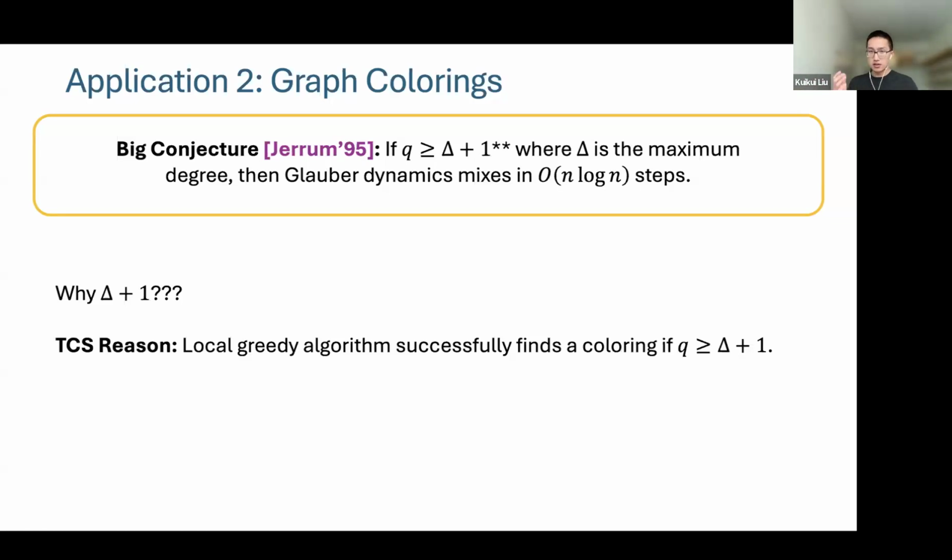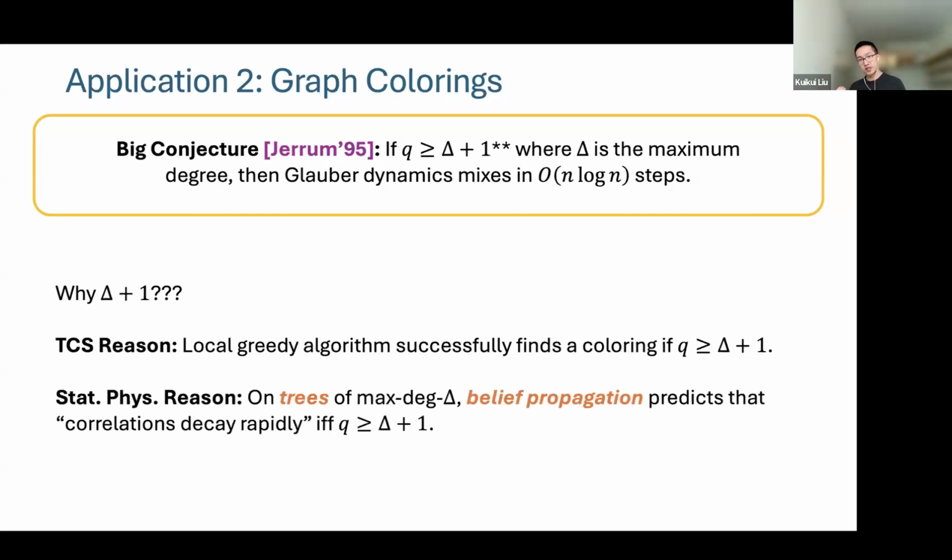Okay. So this threshold delta plus 1 is precisely the threshold at which you can find a coloring using this sort of local greedy algorithm. But actually, there's a deeper reason for why this delta plus 1 threshold is the right threshold. And it comes from statistical physics.